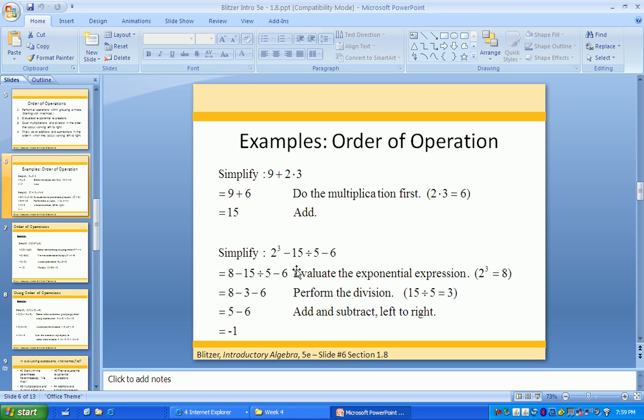Now we use our rules again, and we see that division comes before subtraction. So we divide 15 divided by 5, and that equals 3. So here we get 8 minus 3 minus 6. Now we do our subtraction in the order it occurs. 8 minus 3 is 5. And now we have 5 minus 6, and that is equal to negative 1. And that is our answer.